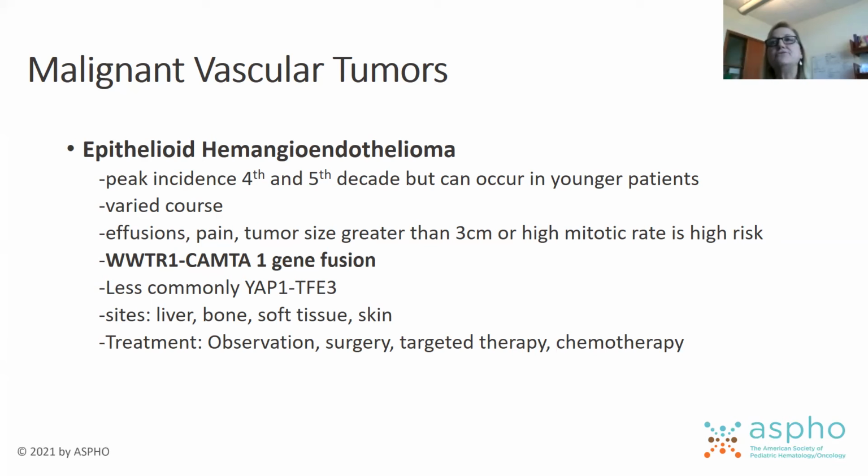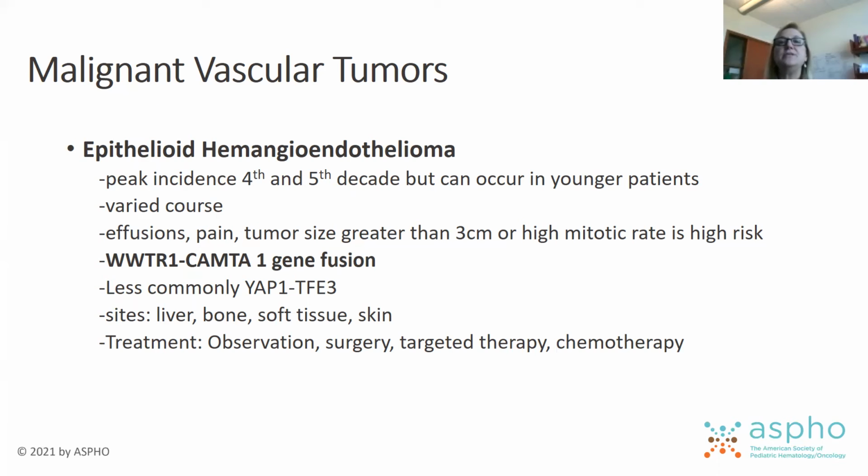So epithelioid hemangioendotheliomas, what we call EHE, has a peak incidence in the 4th and the 5th decade, though it can definitely occur in younger patients. It has a varied course. Patients can present with pain, effusions. There are some high-risk features, and those do include if someone has effusions, if they have symptoms, if the size is greater than 3 centimeters, if you have a high mitotic rate. And I truly think that in the pediatric age group, if you have disease in 2 or more places, that puts you in a high-risk category as well.